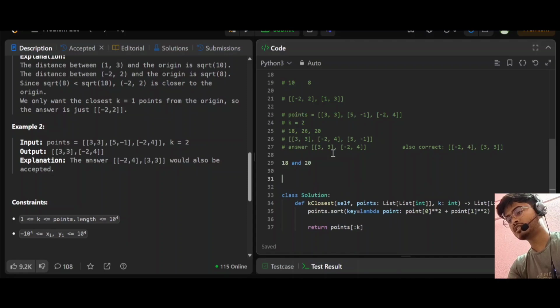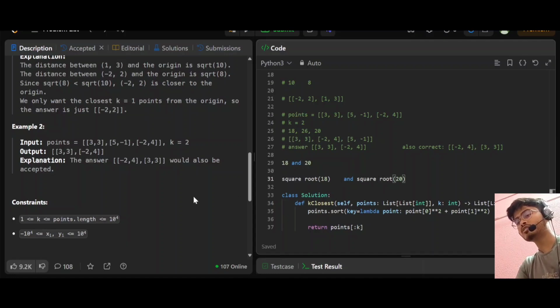The actual distances are square root of 18 and square root of 20. Since 18 is smaller than 20, the square root of 18 will also be smaller than the square root of 20. The square root function preserves the ordering of positive numbers. Therefore, calculating the square root does not help us make a better comparison. It only adds an unnecessary operation.